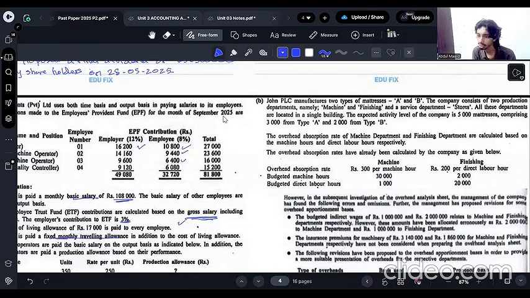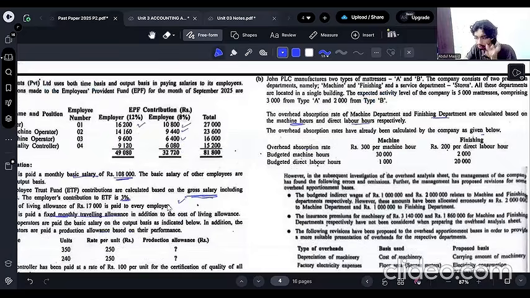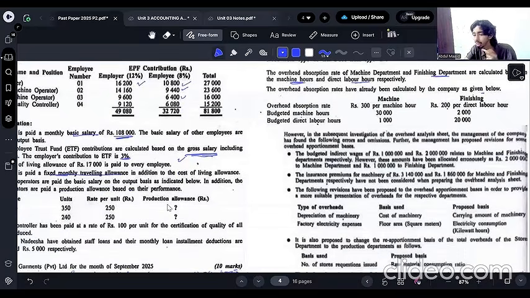The overhead absorption rate of machine department and finishing department are calculated based on the machine hours and direct labor hours respectively. So for machine department, OAR is calculated based on machine hours. Finishing department, OAR is calculated based on labor hours. The overhead absorption rates already calculated by the company are given below. So they have already calculated the overhead, but it seems like they have missed recording certain things or they have made some errors. Now to correct that is what we are going to do.